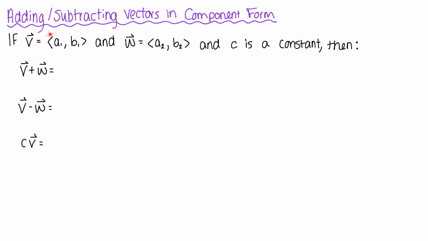So let's say we have two vectors, v and w. v has horizontal component a1, vertical component b1. w has horizontal component a2 and vertical component b2. And then c will be a constant. And remember, a constant is just a number. So c is a constant, which means it's just a number like 5 or 4. It's a number that's not changing.